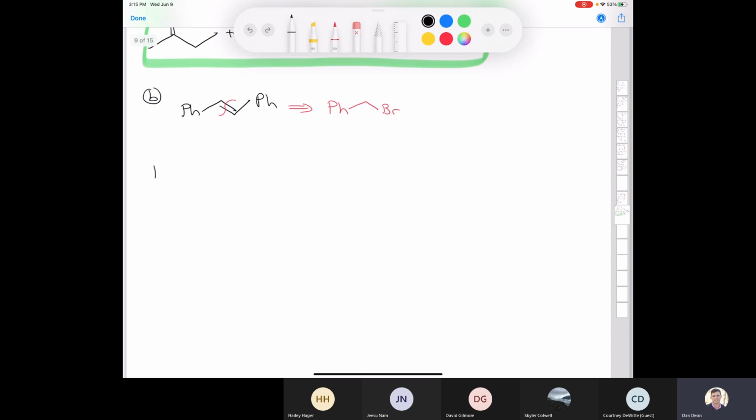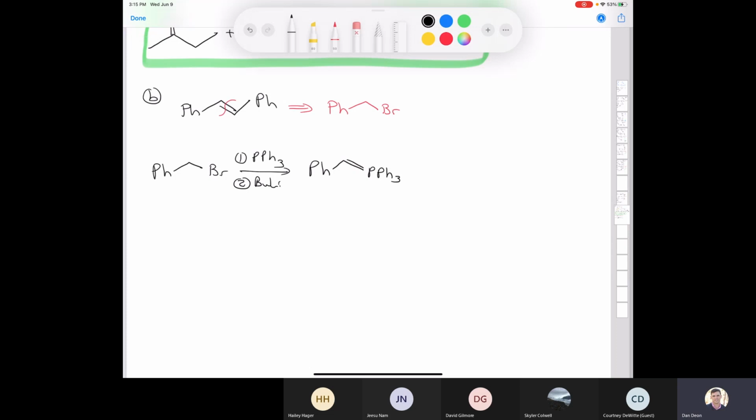So what's that going to look like? It means we're going to start with benzyl bromide, which is the name of this compound. Step 1, we treat it with triphenylphosphine. Step 2, we treat it with butyllithium, right? And that would give us what? That would give us this.